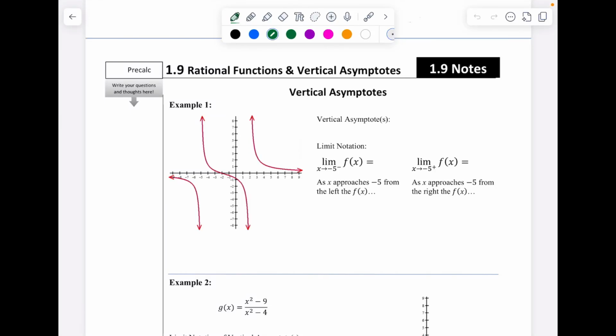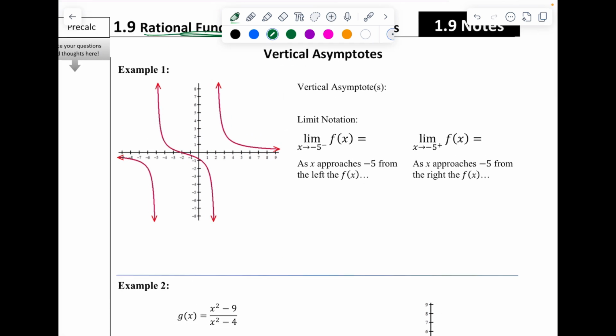Hey everybody, welcome back. Let's talk about section 9, rational functions with vertical asymptotes. So we've been talking about vertical asymptotes, but we have some new notation that I want you to see. We can see in example 1 these invisible vertical asymptotes, and we know that they exist because the graph avoids these two areas. So we can see that they happen at x equals -5 and x equals +2.